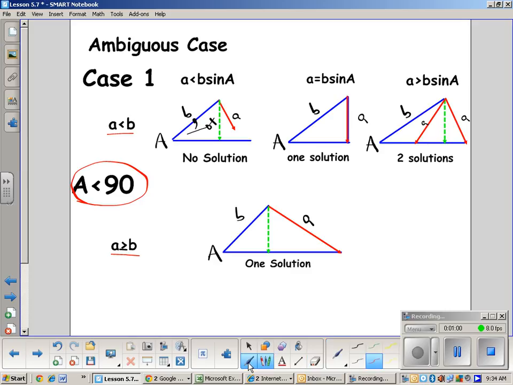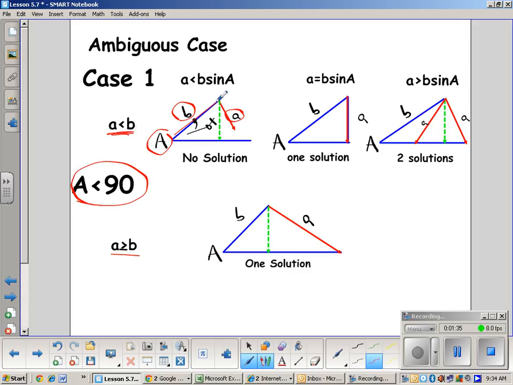We have the first one where A, the side opposite the angle, this side's opposite this angle, is less than the other side. And we just chose this side to be the one we're looking at. It could have been the other one, but it just would have been flipped over. Within this scenario, when A is less than that, we have three situations.